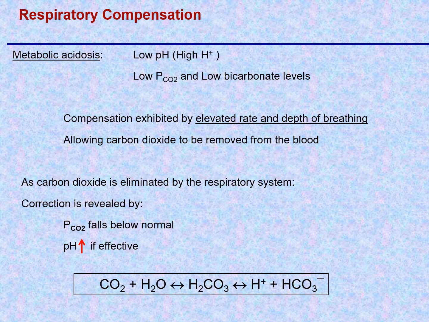Let's look at respiratory compensation for metabolic acidosis. In metabolic acidosis, what you have typically is low pH, of course, acidosis. You'll see a low pH and a low bicarb level. The compensation, remember, metabolic acid imbalances are compensated by the respiratory system, so the compensation typically for metabolic acidosis is an elevated rate and depth of breathing. The person is trying to breathe off or lose more CO2 so that this equation gets driven from right to left.